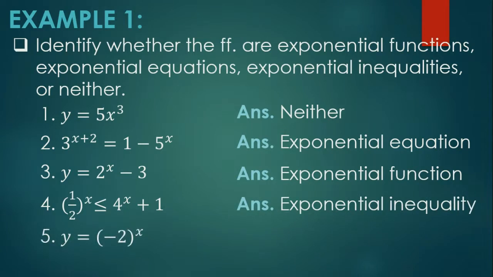And number 5, y is equal to negative 2 raised to x. So may panibagong variable which is y, may variable sa exponent which is x, pero yung base natin ay negative. Hindi na satisfy yung condition na dapat laging positive si base at hindi siya mag-equal kay 1. Ibig sabihin, this is neither. Understood?